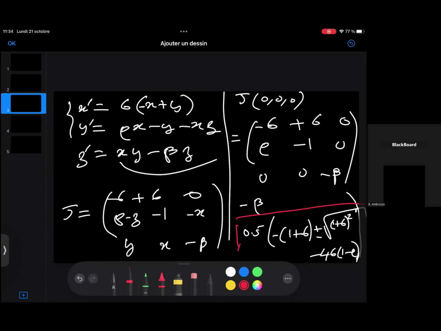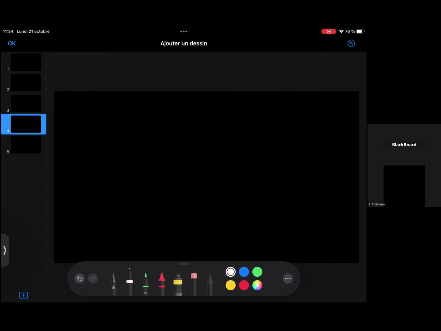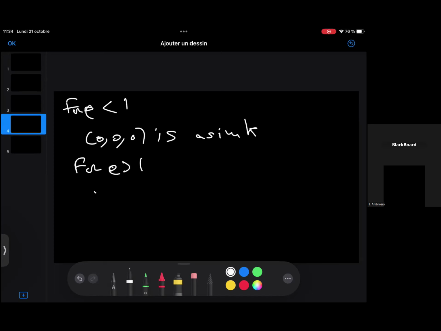Okay, so when we look at those, we can see that when rho is greater than 1, it's a saddle point. And when rho is less than 1, it's a stable node. So finally, for rho less than 1, (0, 0, 0) is a sink. And for rho greater than 1, (0, 0, 0) becomes unstable and it's a saddle point.